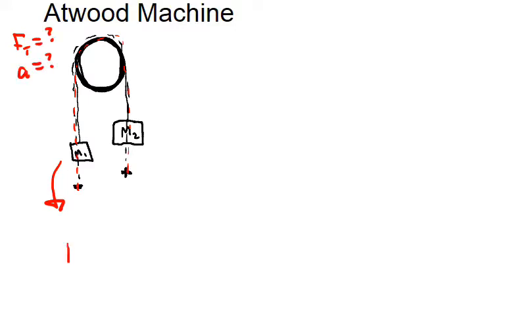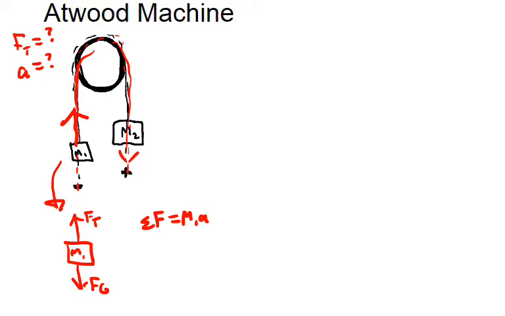And so we're going to set up two separate free body diagrams like we did before. Tension going up, force of gravity going down. For mass 1, the sum of the forces equals mass 1 times acceleration. Tension is pointing in the positive direction, this way. So positive force of tension plus the negative force of gravity, which would be m1g, equals m1a.